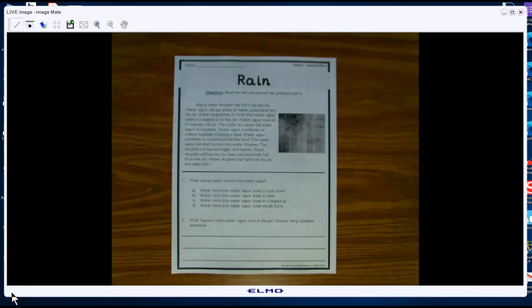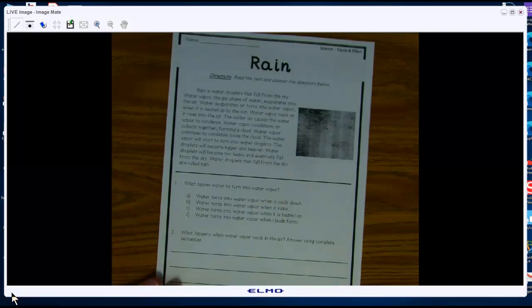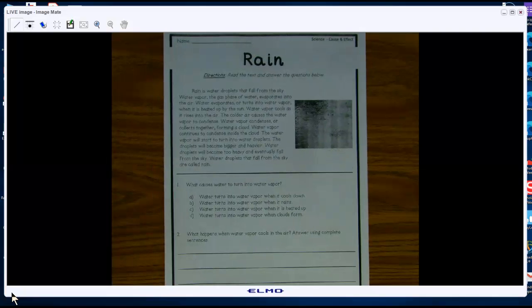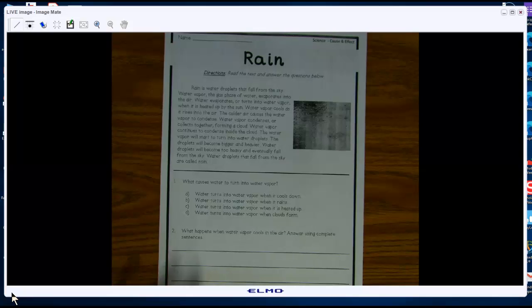Okay, now we're going to practice finding cause and effect by reading a story and then answering some questions about cause and effect. This has to do with weather, what we've been learning about in science and in our reading book. Everyone follow along with me and listen so that you can answer the questions. Rain is water droplets that fall from the sky. Water vapor, the gas phase of water, evaporates into the air. Water evaporates or turns into water vapor when it's heated by the sun. Water vapor cools as it rises into the air.